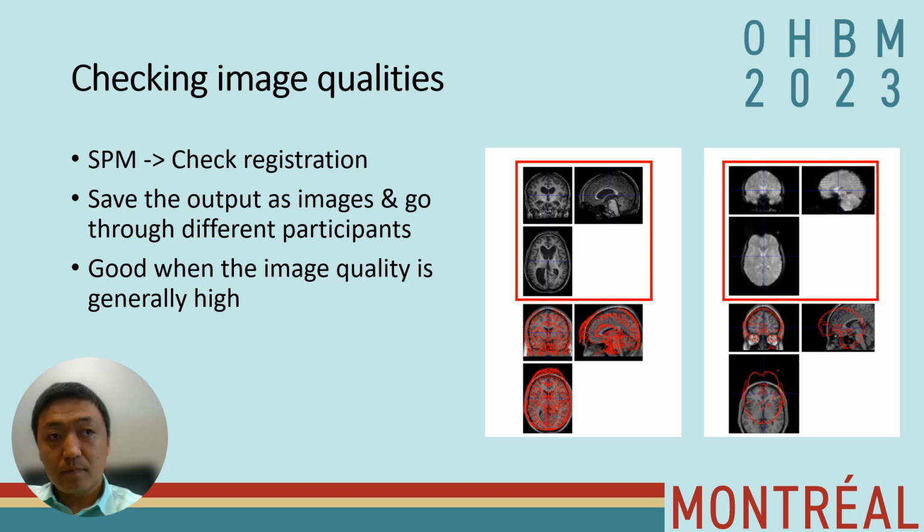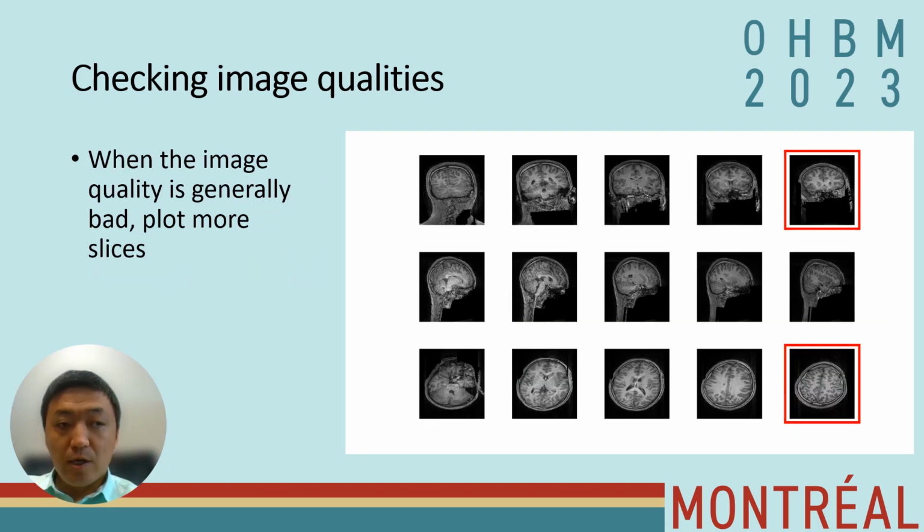And of course, if you identify that the quality is really bad, or you see that a lot of subjects have quality issues, you may choose to plot more slices from different views so that you can identify those quality issues. In this case, you can see that on the edges of the image, in the frontal lobe, there are some quality issues, which can only be shown when you plot multiple slices.